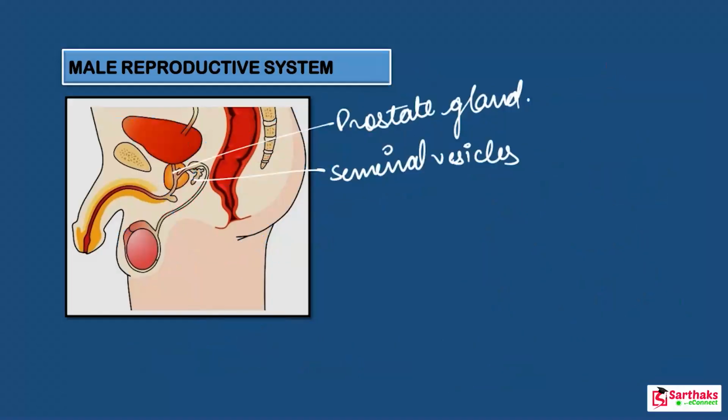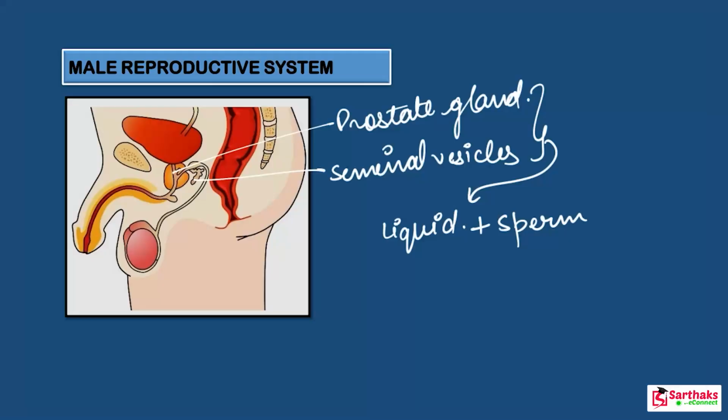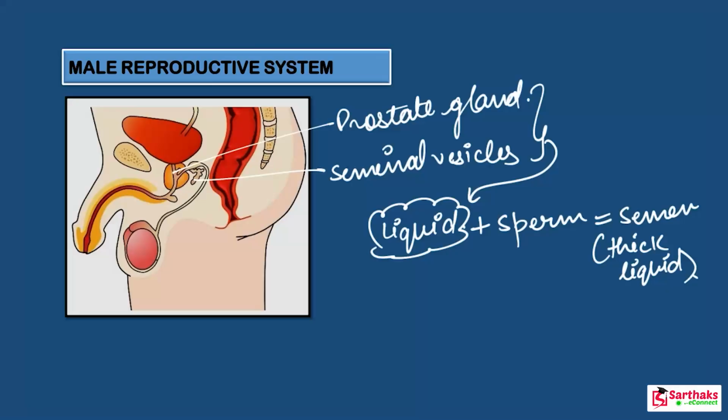Now the liquid part is secreted by these glands. This liquid part mixes with the sperm. Now a thick liquid-like structure is formed, which is known as semen. So this can be framed as a question: thick liquid. Clear? So the secretion of the seminal vesicle and prostate gland, what is the need of this liquid? They provide some nutrition to the sperms.